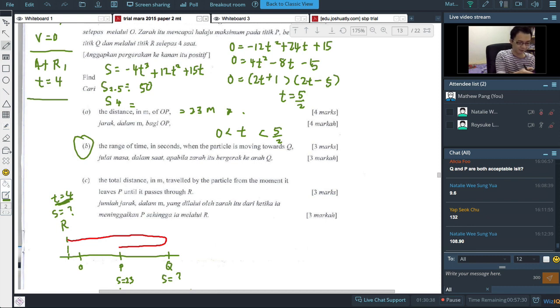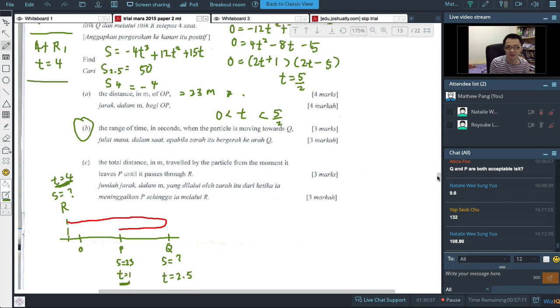I get 4. So I just change the 2.5 into 4, and I get -4. Alright, so I just label it here. So here R, you will get -4. And Q, basically you will get 50.